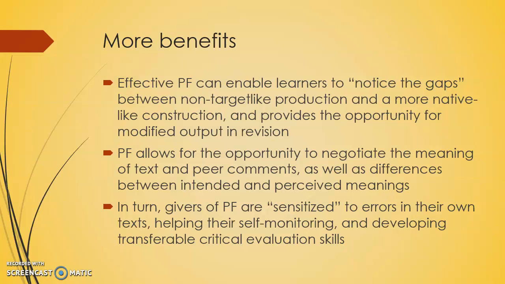Effective peer feedback can enable learners to notice the gaps between non-target-like production and a more native-like construction, and provides the opportunity for modified output in revision. Peer feedback allows for the opportunity to negotiate the meaning of text and peer comments, as well as differences between intended and perceived meanings. In turn, givers of peer feedback are sensitized to errors in their own texts, helping their self-monitoring and developing transferable critical evaluation skills.